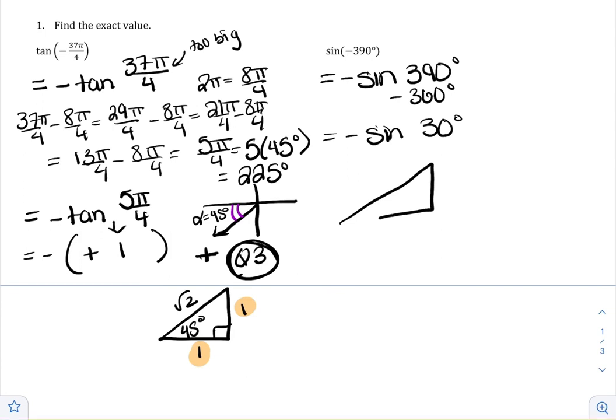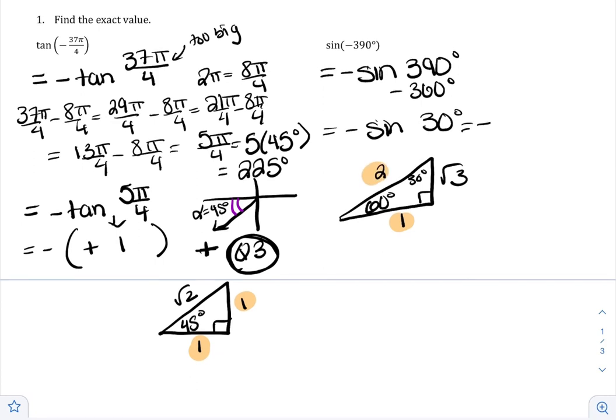I will draw a little triangle. This was 60. This was 2. We cut it in half. This was 1. This was the square root of 3. Sine is opposite over hypotenuse, and when I'm looking at 30 degrees, 1 is the opposite. So I have a negative in the front, and the sine of 30 degrees is 1/2. So my final answer is a negative 1/2. And there it is.